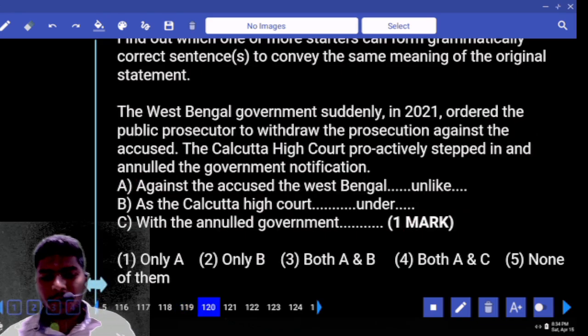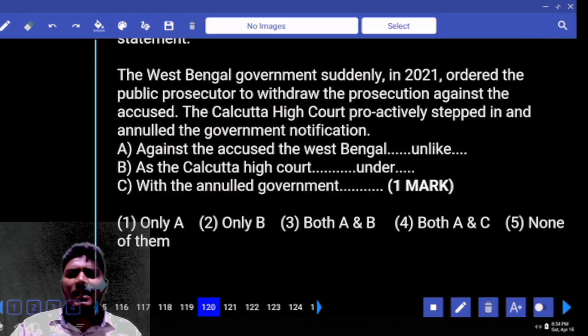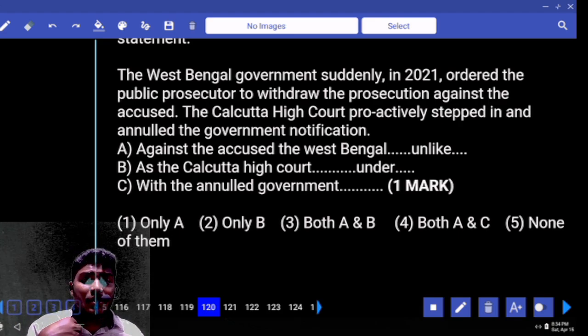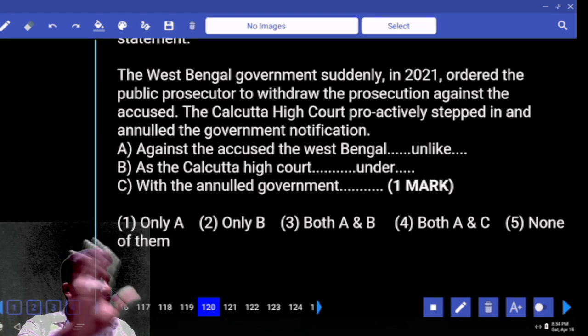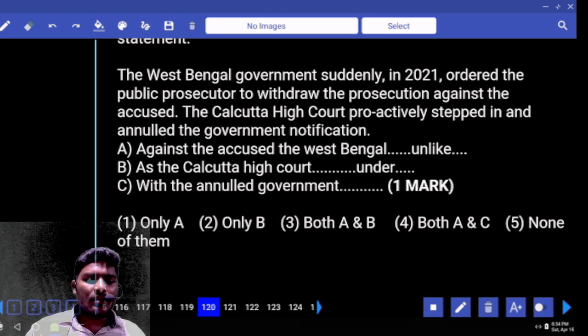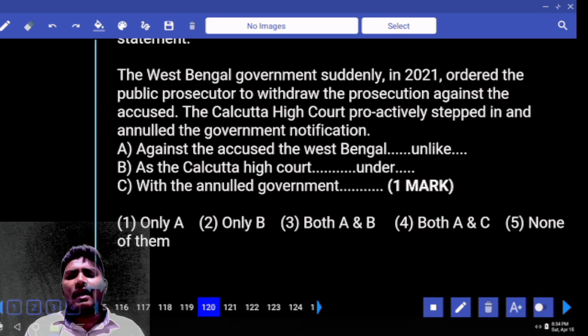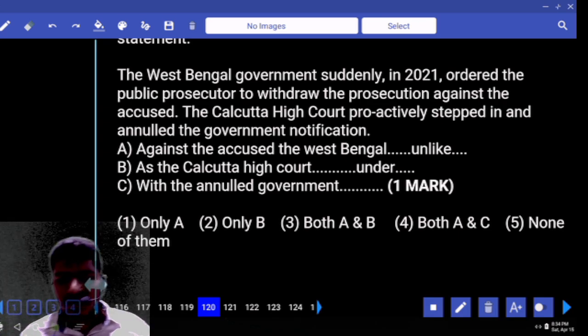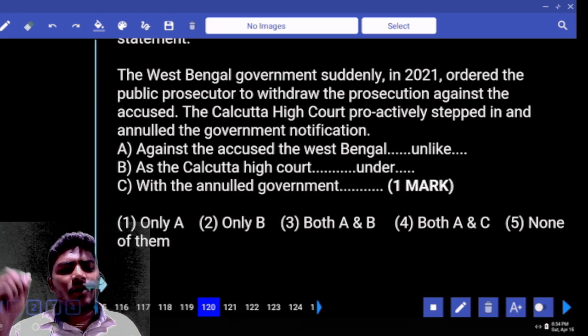Go to 120. The West Bengal government suddenly in 2021 ordered the public prosecutor to withdraw the prosecution against the accused. Government changed the public prosecutor. Okay, you don't do that. Withdraw. Then accusation thesis one. The Calcutta High Court proactively stepped in and annulled the government notification.